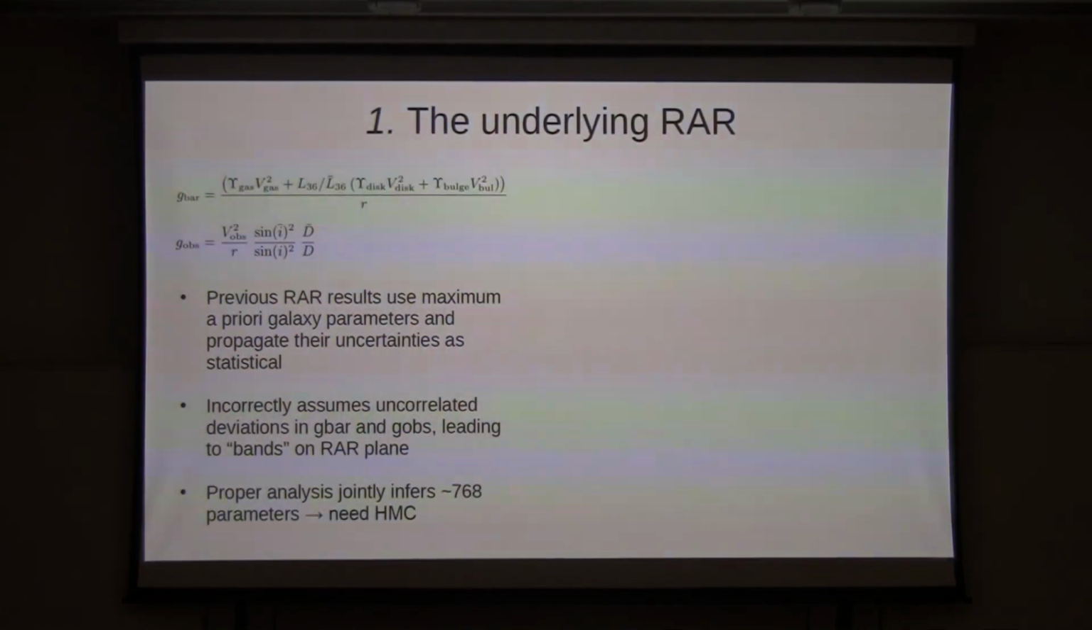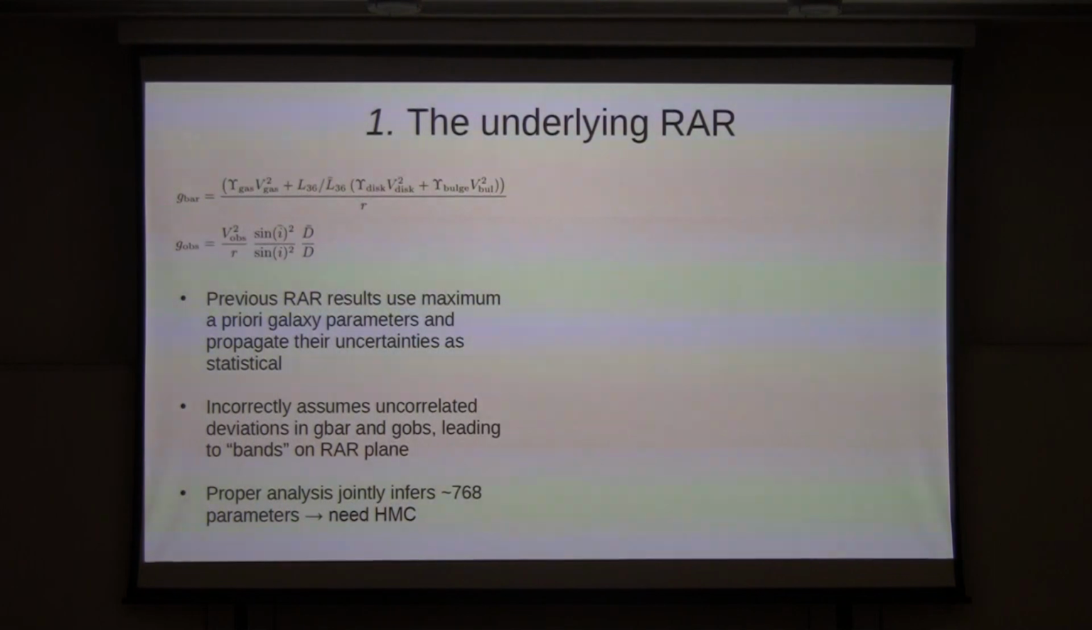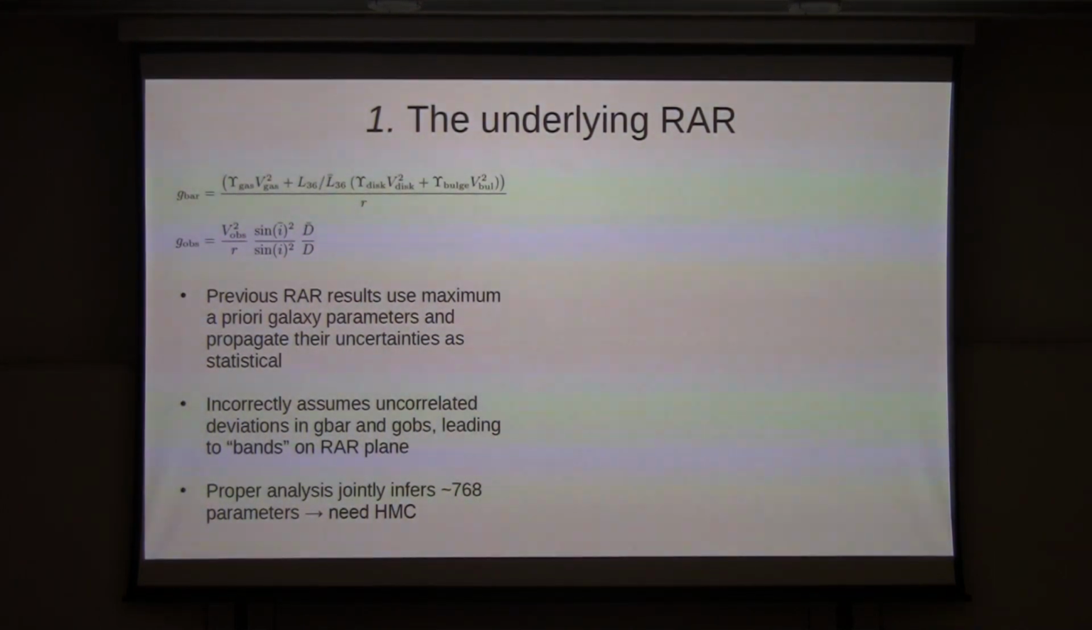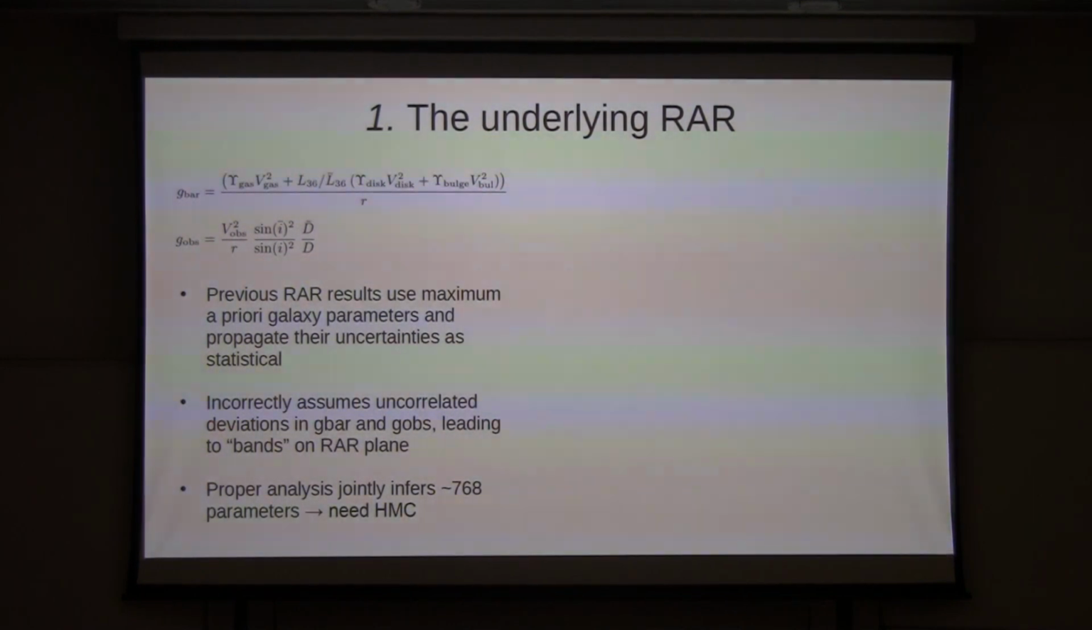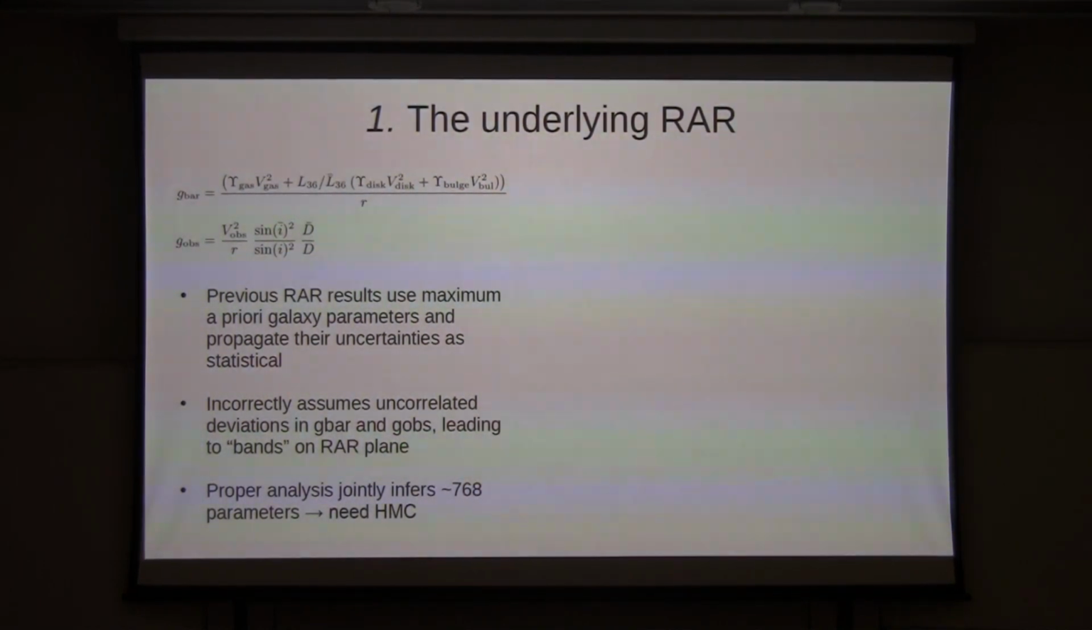Okay, so the coordinates of the RAR, gbar and gobs, aren't measured directly, but they depend on the photometry and rotation curves of galaxies. And those depend in particular on the galaxies' luminosities, their mass-to-light ratios, their inclinations, and their distances. And each of those things have informative priors from previous measurements.